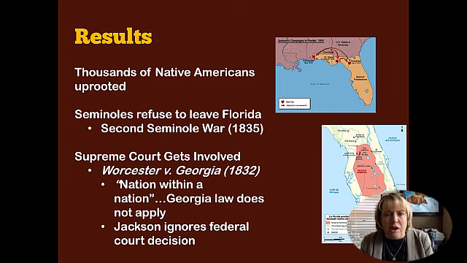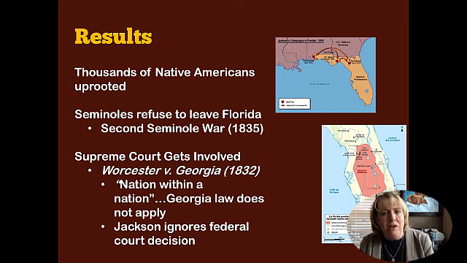Two major cases come out of that: Cherokee Nation versus Georgia and Worcester versus Georgia. I want to focus on Worcester versus Georgia. It's in that case that John Marshall and his court rule that the Cherokee Nation is an independent nation. So basically, it was a nation within a nation. We had an independent country living within the boundaries of the United States. But because they're an independent nation, he ruled, Georgia has no authority to move them. So their law does not apply to the Cherokee Nation.